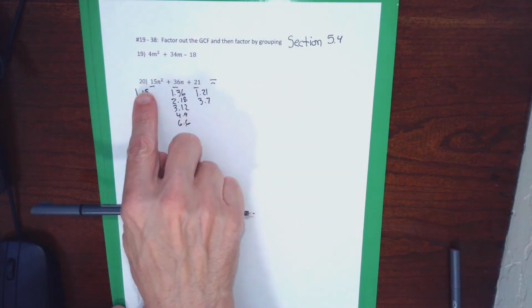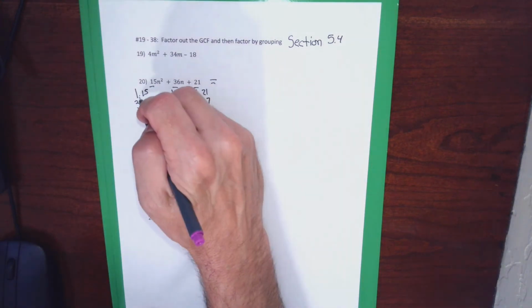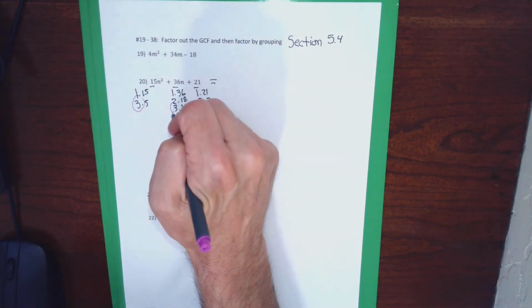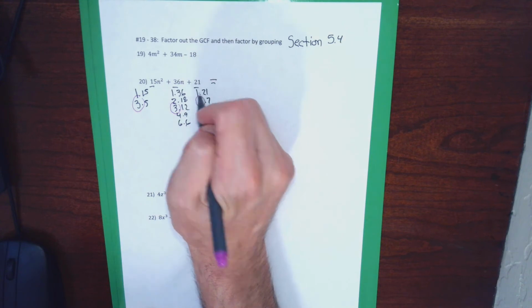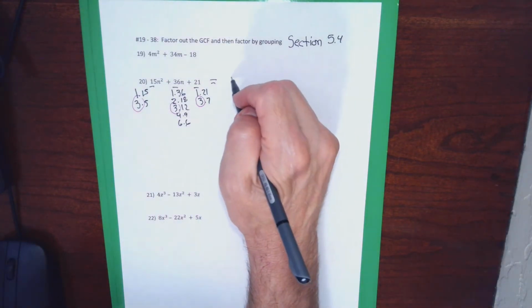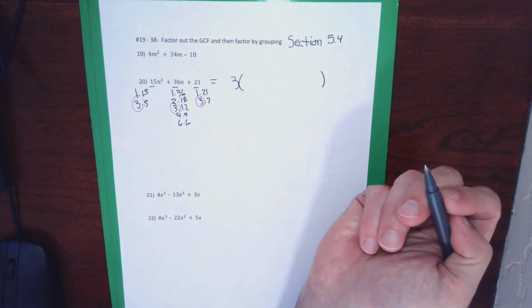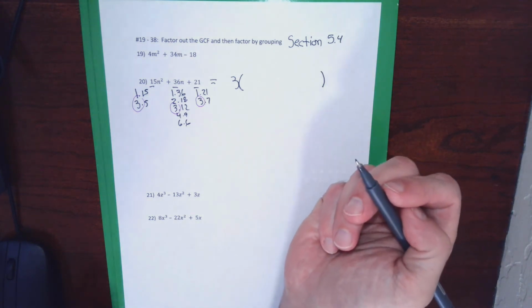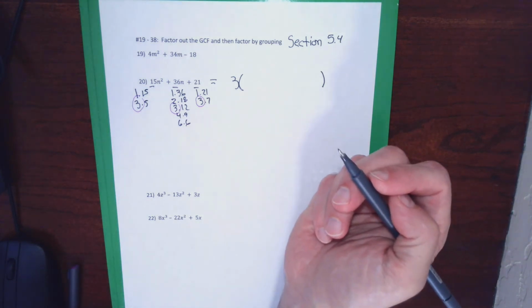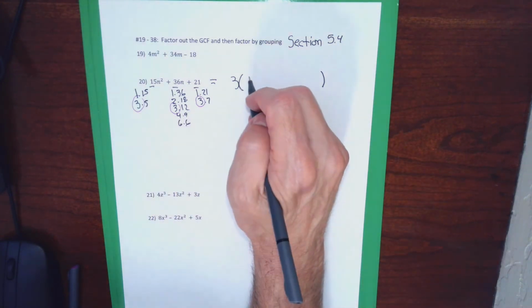And in problem 20, because all three terms don't have the letter n, I don't get a letter in my common factor. But if you look at the factors of each of the numbers, there's one common factor other than 1, and that's going to be a 3. So my first step in problem 20 is I'm going to factor out the greatest common factor of 3, not changing any signs because I didn't factor out a negative. I'm going to divide each of the numbers in the problem by 3 to fill in my parentheses.